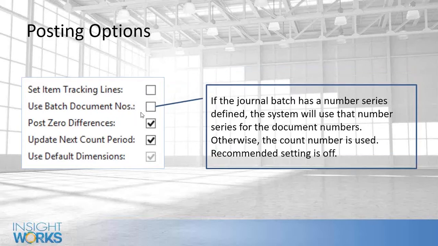Batch document numbers, basically you want this off. If you have it on, it's going to use whatever number series you have on the batch. If you have it off, it's going to use the inventory count number for the document number on your item ledger and physical inventory ledger entries. That's what you want, because then you can track it back to that specific inventory count card. So basically leave that off.